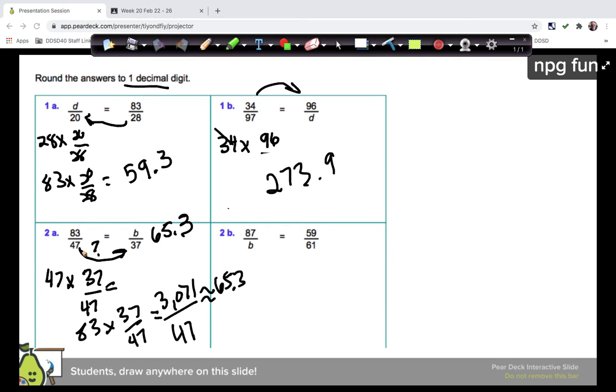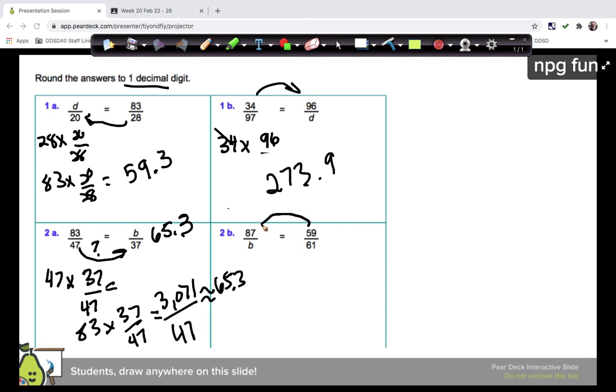because 83 is a little less than twice 47. If I double 47, I get to 94, a little bit more than 83. If I double 37, I get 74, and that's a little bit more than that. So that proportional reasoning works. So this time I'll be a little bit more careful.